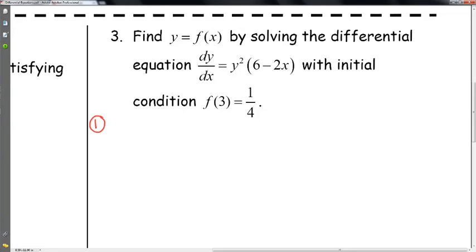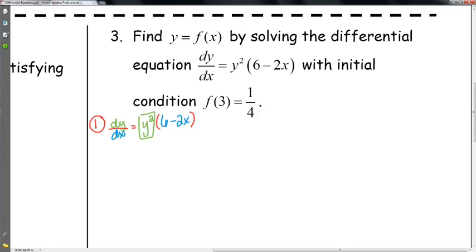And so we have dy over dx is equal to, and everything that has to deal with y, I'm going to write in green. So that means my y squared, I'm going to write in green. My x, everything that has to do with x, I'm going to write in blue. And so notice how I have the linear function 6 minus 2x. I'm going to write that in blue.